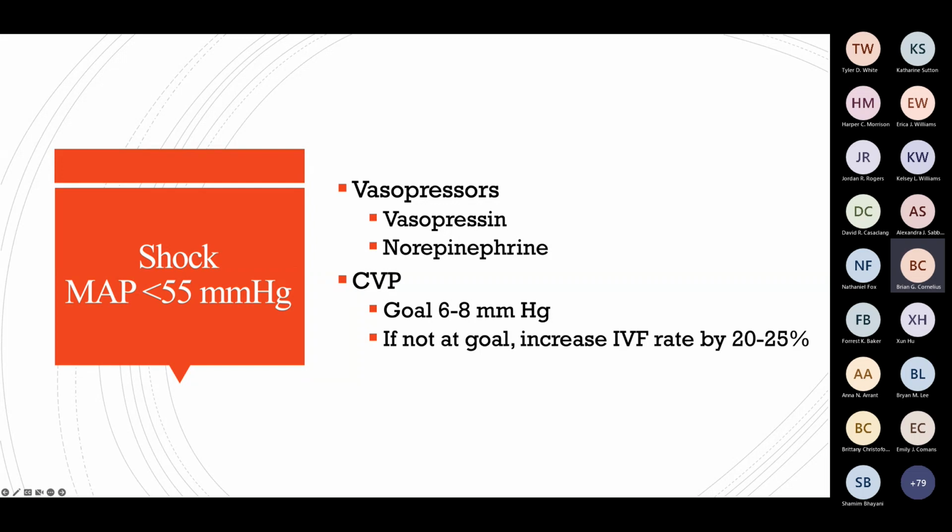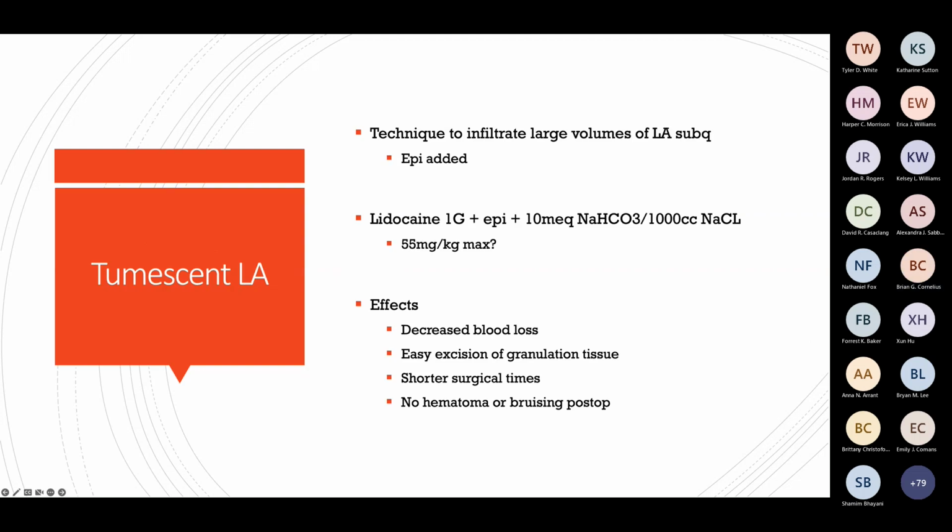As I mentioned, CVP may be useful in this situation. Goal of 6 to 8. If you're not at goal, you may consider increasing your fluid rate by 20 to 25%. Again, this is just an estimate for you, but it may be a beneficial use for CVP.